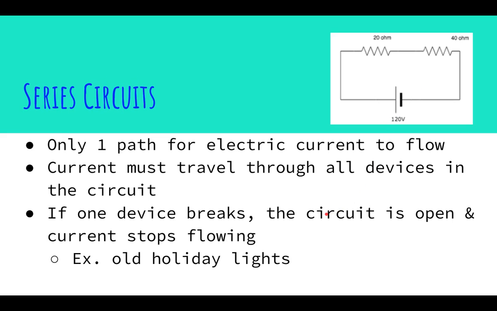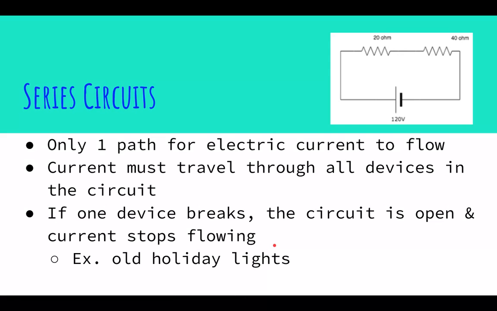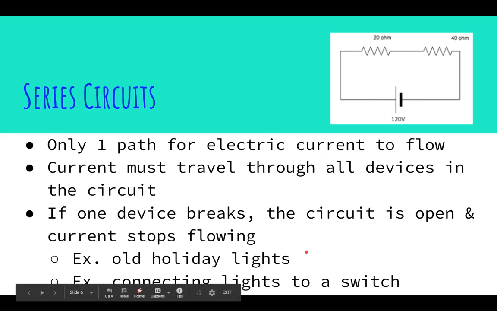This is how the old holiday Christmas lights would work. If you had lights on the tree or outside, and one light bulb went out, usually the entire thing would go out. Nowadays, they fixed that a little bit so that usually only sections go out instead of the entire thing. So usually a small section of light bulbs are somewhat in series, and then the rest are kind of parallel to that. And even better ones would still work even if one light bulb went out. Connecting lights to a switch: if you open up the switch, the lights would go out.